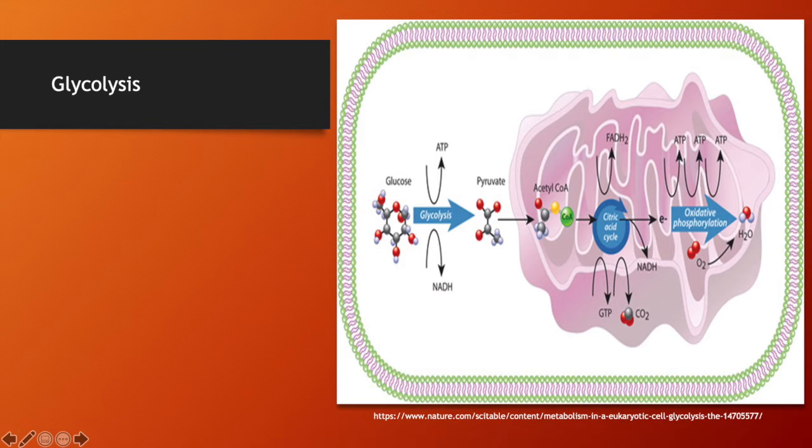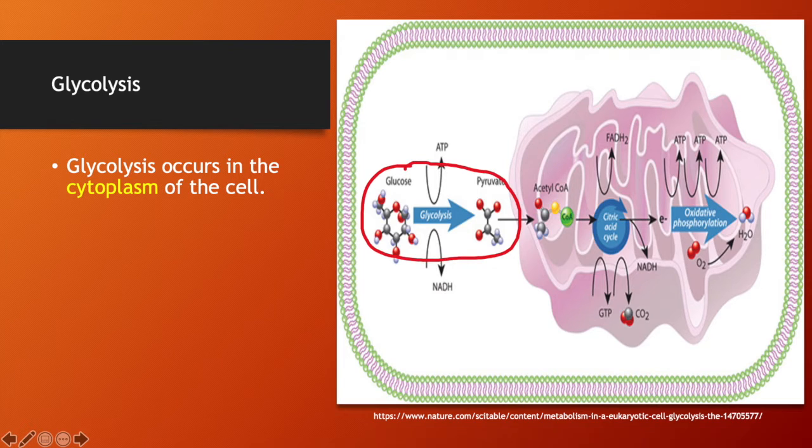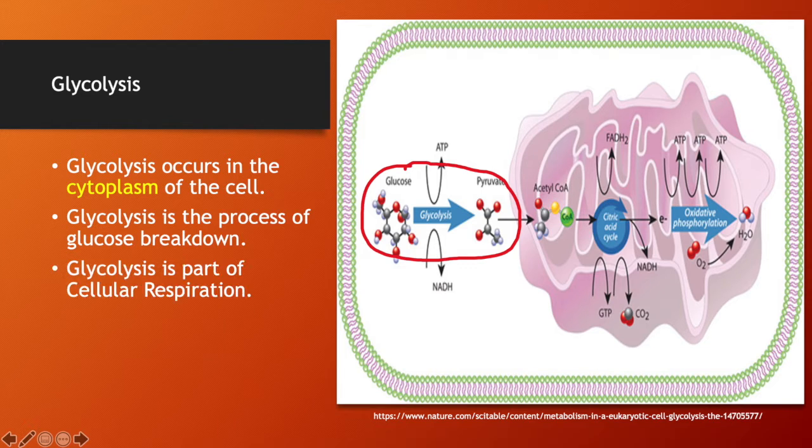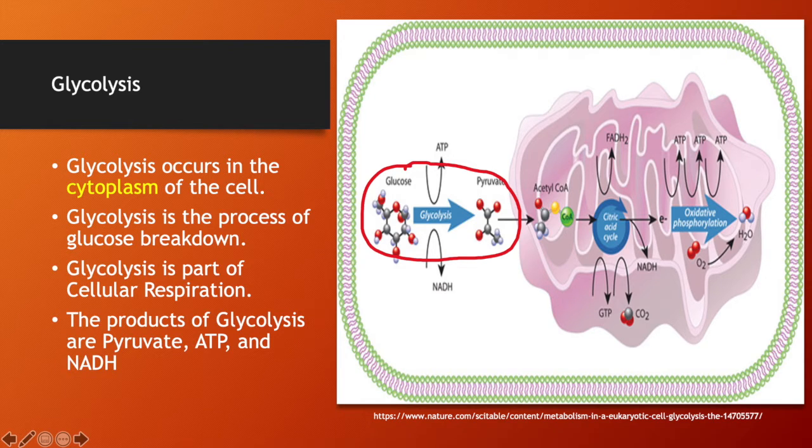Firstly, we will review the process of glycolysis, which occurs in the cytoplasm of the cell. Glycolysis is the process of glucose breakdown for the eventual extraction of ATP energy. It is the first part of cellular respiration. And the products of glycolysis include pyruvate, ATP, and the energy carrier NADH.